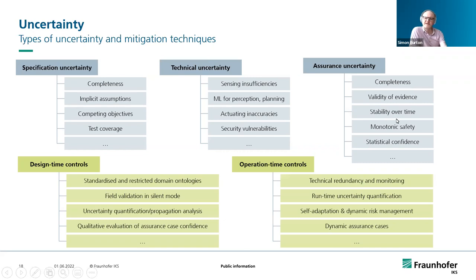There's also approaches that have been defined at operation time or runtime. So typical approaches such as technical redundancy and monitoring would be a classic one, but also looking at runtime uncertainty quantification, which was hinted at in the last slide as well. Also the self-adaptation and dynamic risk management I talked about, but also dynamic assurance cases, which basically are assurance arguments where certain parts of the evidence can be adapted and updated at runtime to either close off residual gaps in the argument or highlight where the argument is no longer valid.